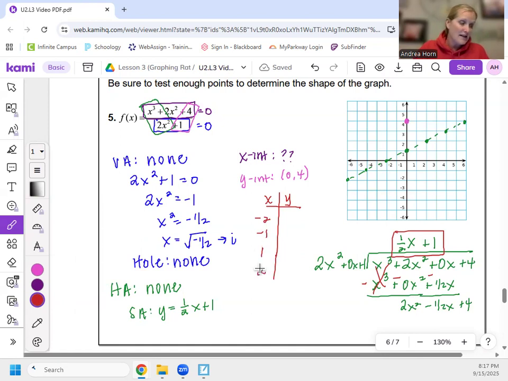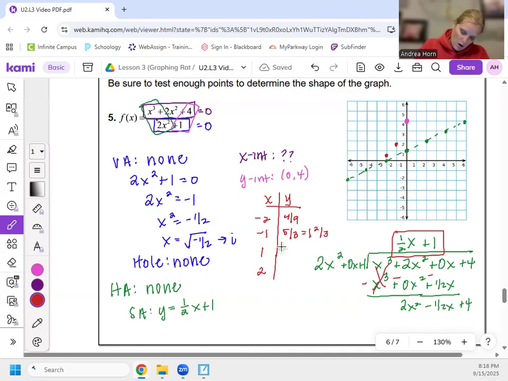Once again, I've done the math for us. When we plug in -2, I get 4/9. So (-2, 4/9) would be somewhere around here. When you plug in -1, you get 5/3, or in other words, 1 and 2/3. So (-1, 1 and 2/3) would be something like this.